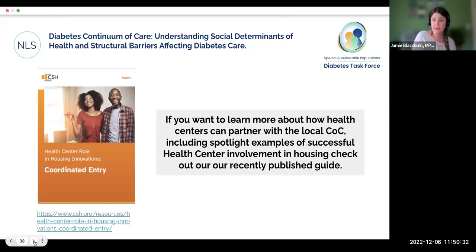So if you want to learn more about the coordinated entry process, access point referrals, CSH recently, with HRSA funding, created a guide for health centers all about coordinated entry, getting in more detail. So we can link that here. I strongly recommend that you check that out.